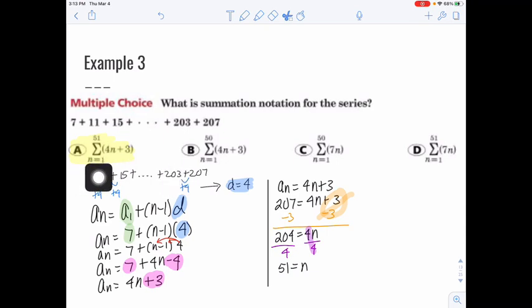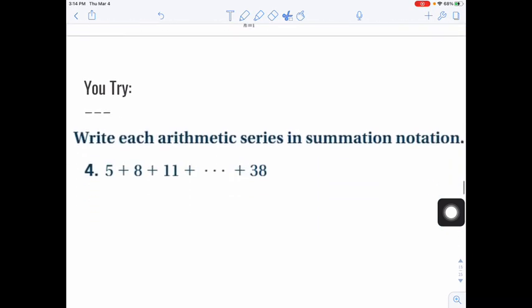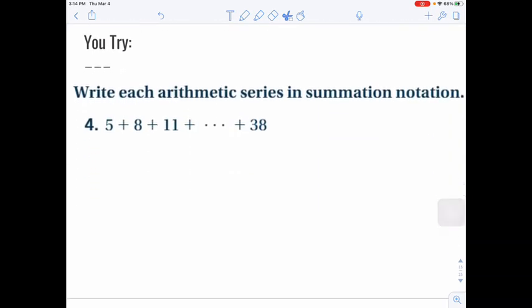Option A goes from 1 to 51 and has the explicit formula 4n plus 3. Be careful not to choose option B. It looks very similar. The only difference is that it says we have 50 terms, which is incorrect. The work for this problem is written out on the next slide. And now I would like you to try number 4. Write each arithmetic series in summation notation. We have 5 plus 8 plus 11 plus all the way until we get 38.